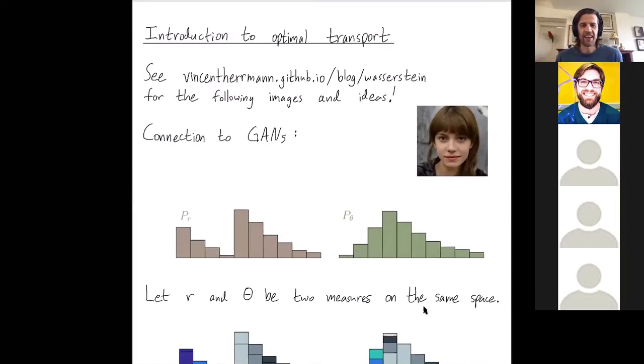Welcome, everybody. I wanted to describe optimal transport and its relationship to Kantorovich-Rubinstein duality. This material is all taken from a blog by Vincent Herrmann that I encourage you to check out.